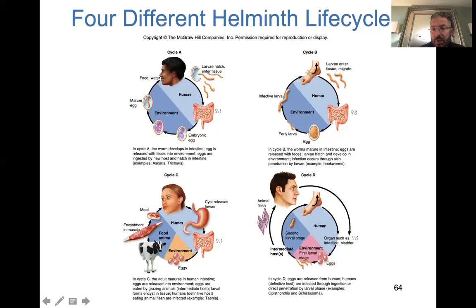Right. Cycle D, eggs are released from humans. Humans are infected through ingestion or direct penetration by larval phases. So we're going to eat the animal flesh. It's in us. It goes to our organs such as intestines and bladder. These actually migrate in our tissues. All right. So think about this. If this is in your intestines or it gets into your muscle tissue, it can cause some major, major problems.